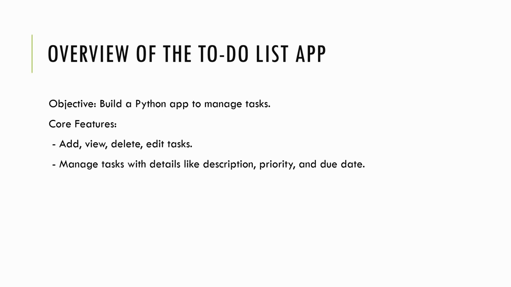In this mini project, our objective is to build a simple to-do list app. This app will allow users to manage their daily tasks by adding, viewing, editing, and deleting them. We will use Python's lists and dictionaries to store and manipulate the data. Let's take a closer look at the core features of our app.